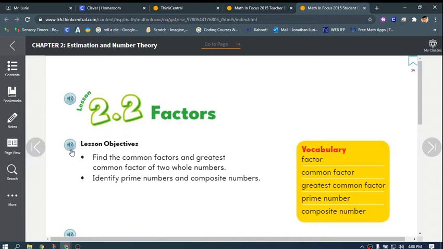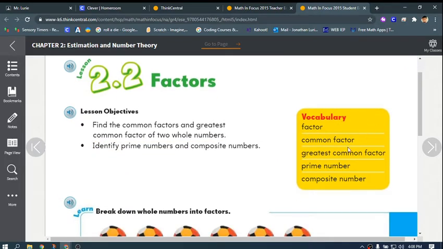Your lesson objectives for this particular lesson: find the common factors and greatest common factor of two whole numbers. Fun, fun, fun. Common factors and greatest common factor, also known as GCF. Also, identify prime numbers. Ooh, more fun. And composite numbers. We're really getting into it now.